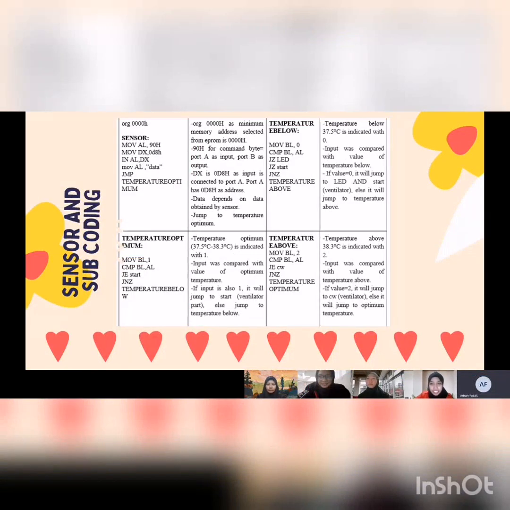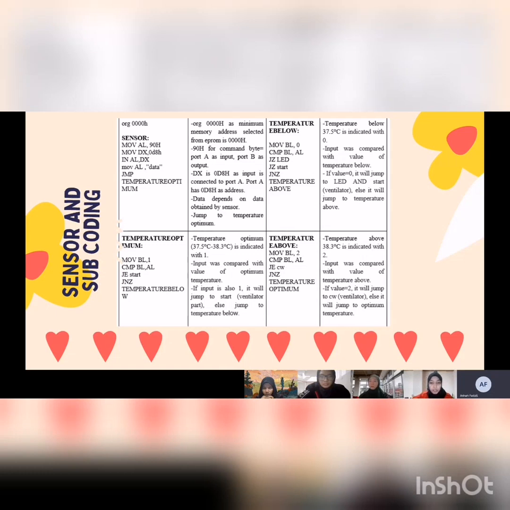Alright, I'll be continuing the presentation with the coding. The following is the program that we have created based on the flowchart. First, we have made a subpart called the sensor. The function of this program is to define how data from the sensor will be inputted. After the data has been inputted, the operation will move to the temperature optimum.